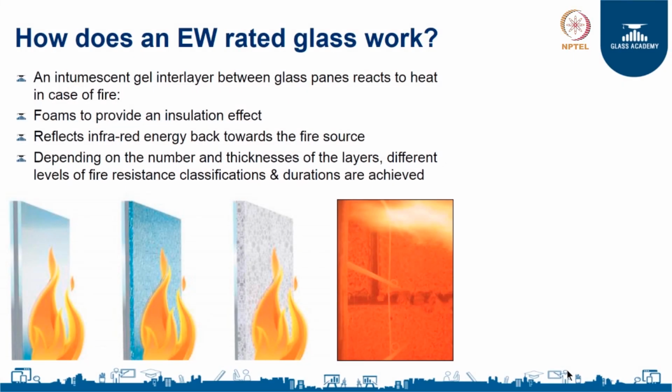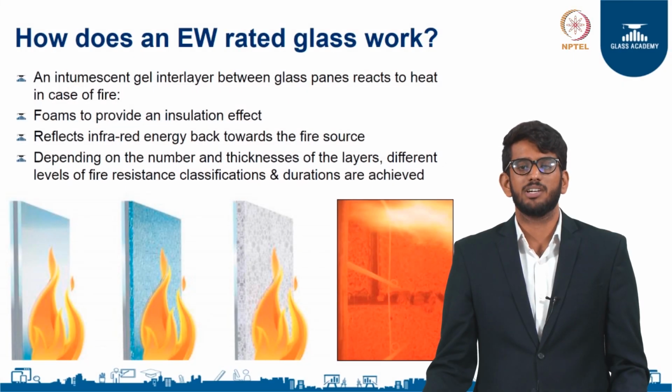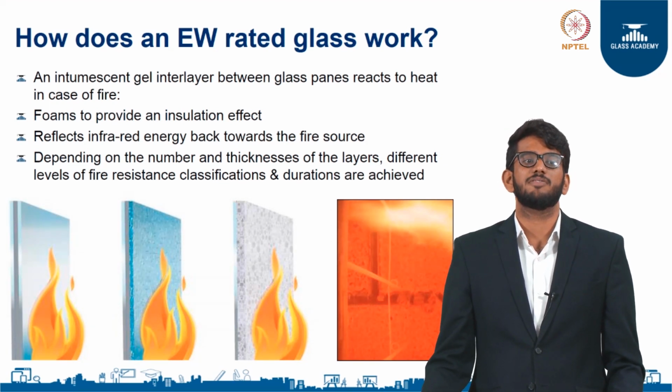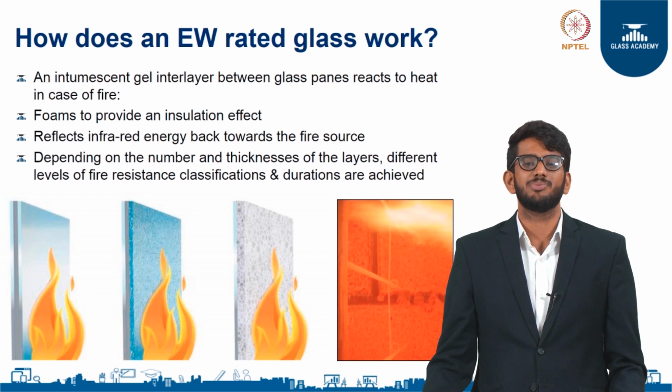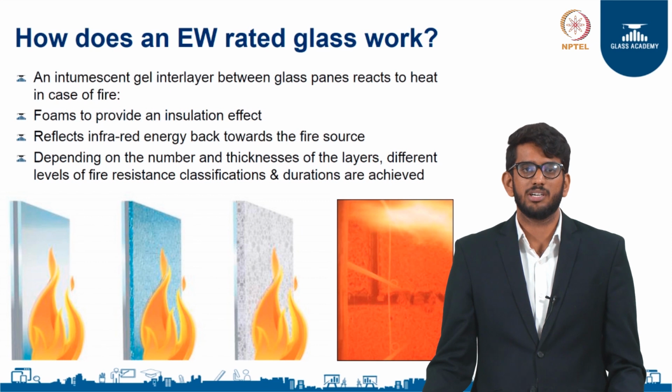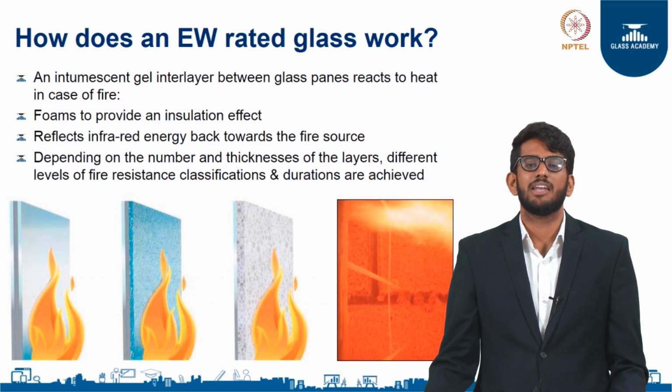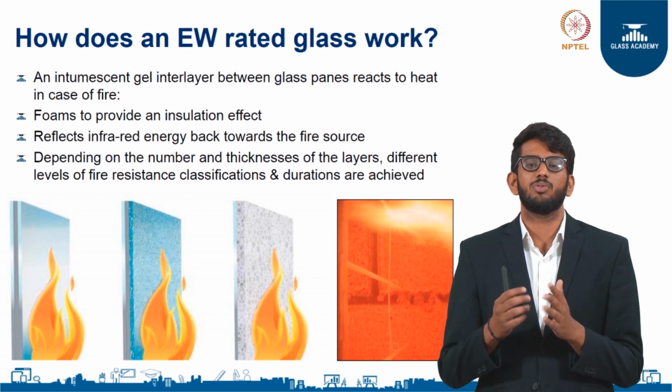As you just saw in the video that we played, EW rated glass has much more advantages compared to an E rated glass in terms of cutting down the amount of heat radiation that passes through it. You would have also observed that the average temperature in the vicinity and also the average temperature of the glass surface itself is much lesser than what you see in an E rated glass when compared against an EW rated glass. The whole reason behind such a phenomenon is because we add something called an intumescent gel, an intumescent interlayer that is added between two layers of glass.